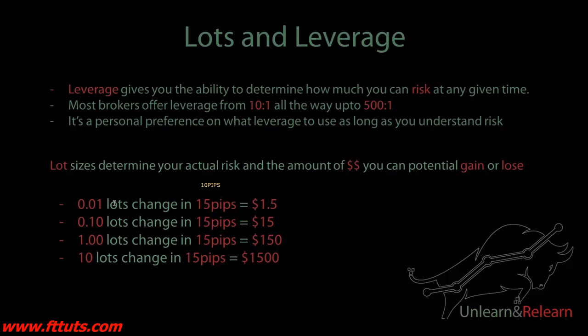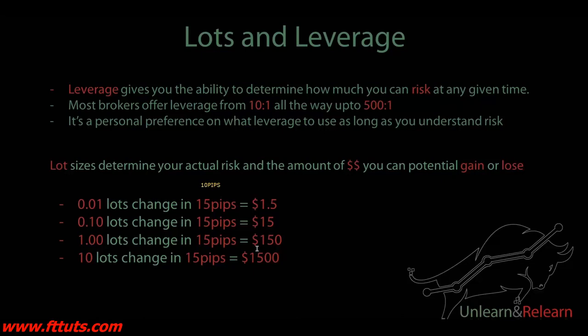Makes sense? Or if price moves by 15 pips, you're making $1.5, right? If you have a 10-cent lot and price moves by 15 pips, you're making $15. Now, if you increase your lot size to 1 lot and price moves by 15 pips, now you're making $150. So see how changing the lot size can drastically increase your gain or your loss.